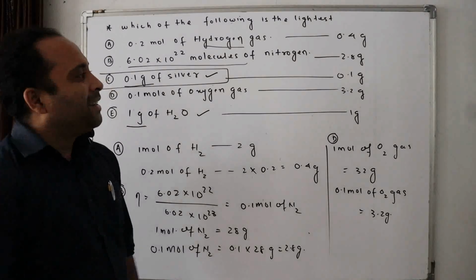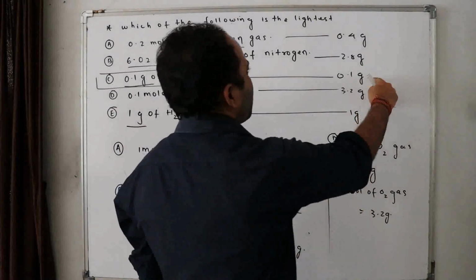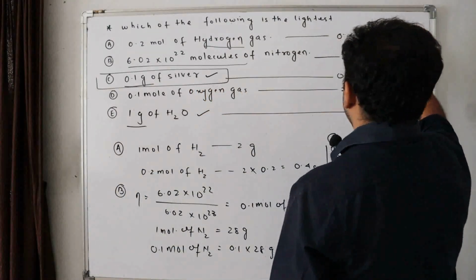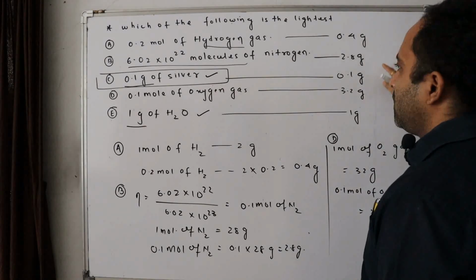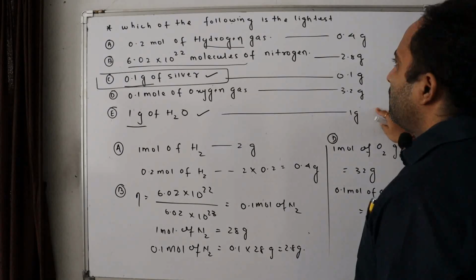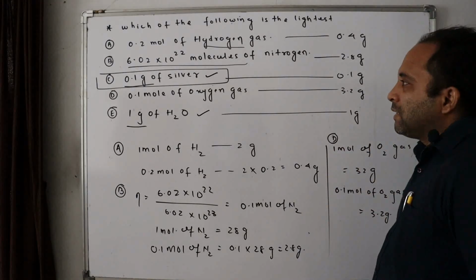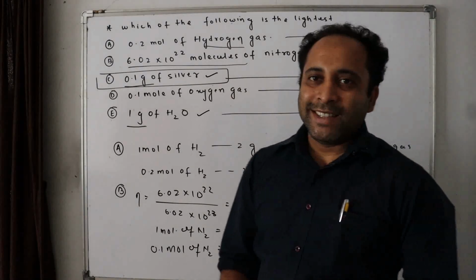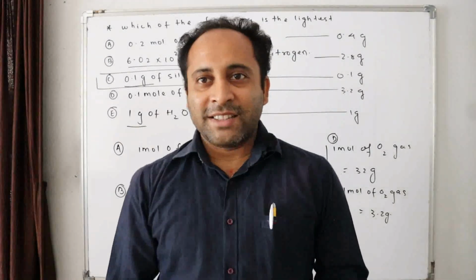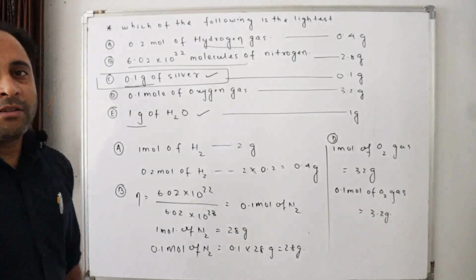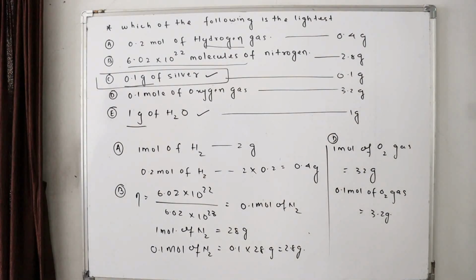If they ask about increasing order, C, then A, then E, then B, and the top is D. Easy? Do you understand this question? Easy questions analysis. Now let us go for the next question. Copy this answer.